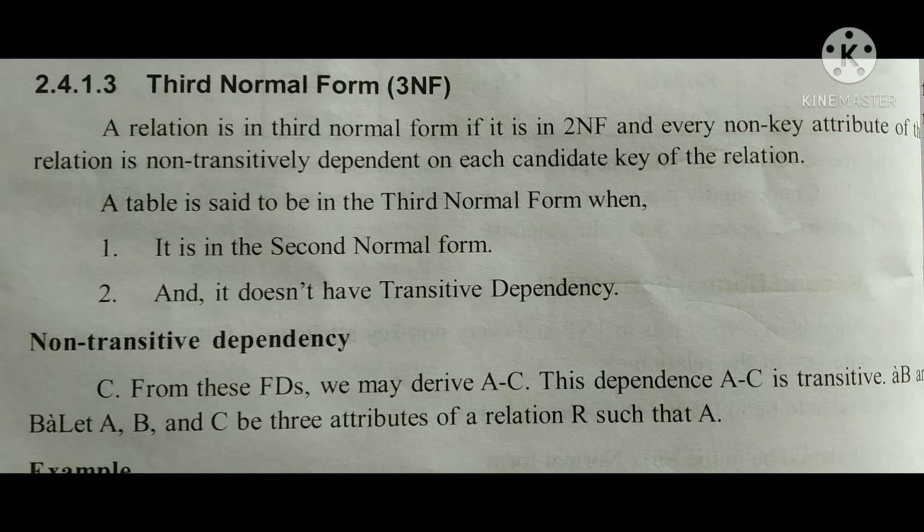3NF allows this dependency in a relation if B is a primary key attribute and A is not a candidate key. The difference between 3NF and BCNF is that for a functional dependency A to B, 3NF allows this dependency in a relation, whereas BCNF insists that for the dependency to remain in a relation, A must be a candidate key.